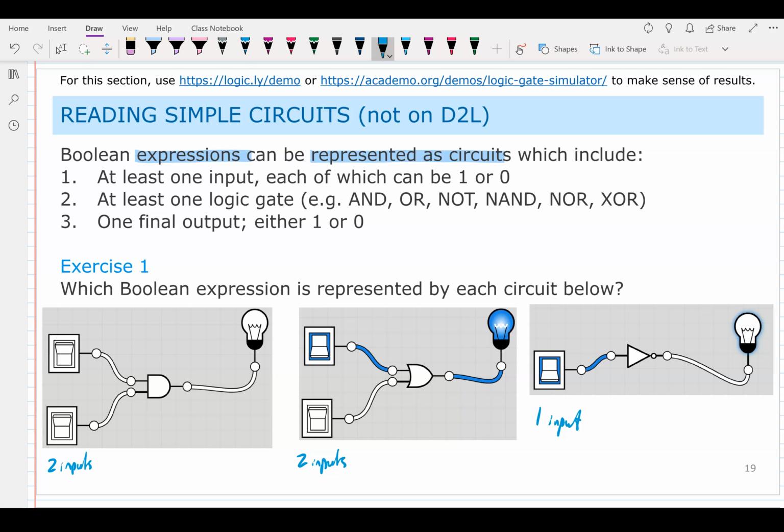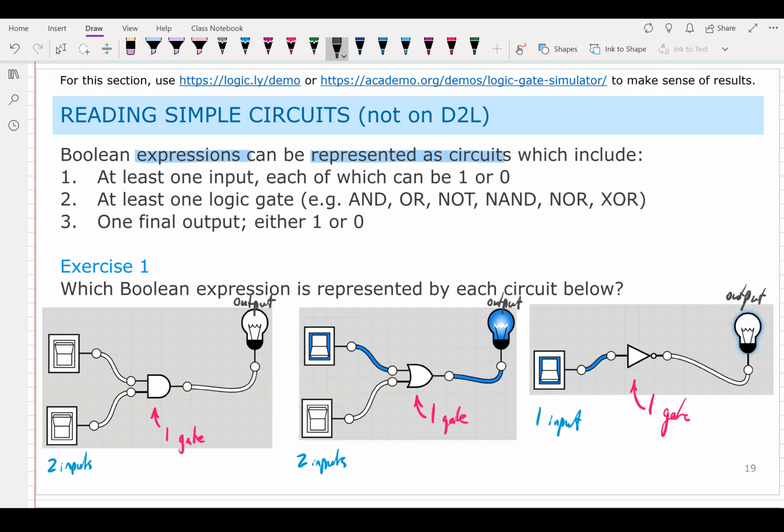The second step would be at least one logic gate. So in this case, we have 1 gate. In this case, we have 1 gate. And in this case, we have 1 gate. I mean, it's kind of pointless to have a circuit that doesn't have a gate in it at all. At least for Boolean algebra, we definitely want to have at least 1 gate. And then third situation, we need to have 1 final output. So our output is represented by this light bulb here, okay? The output in the first case would be output of 0. The output here would be output of 1. And output here would be output of also 0.